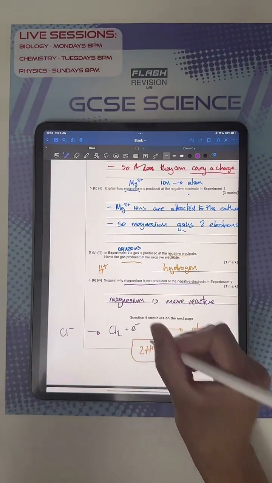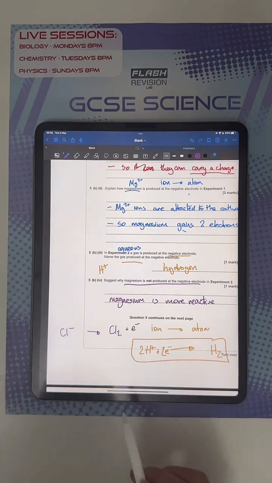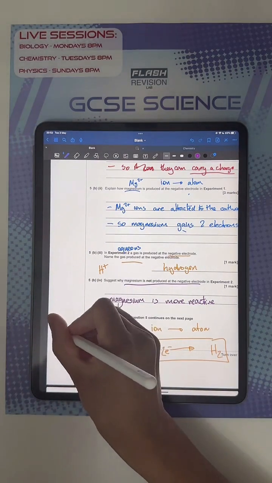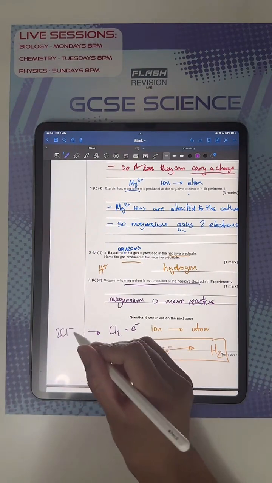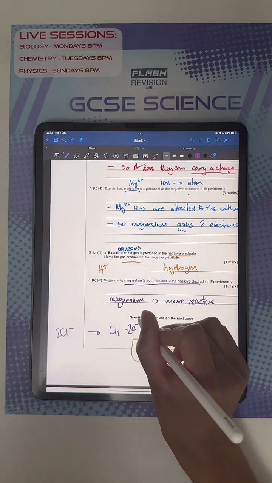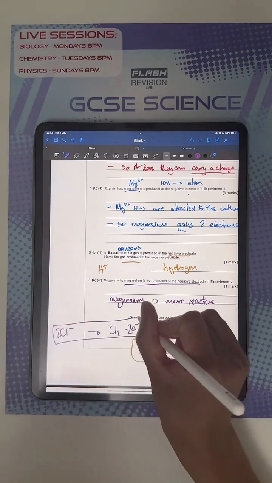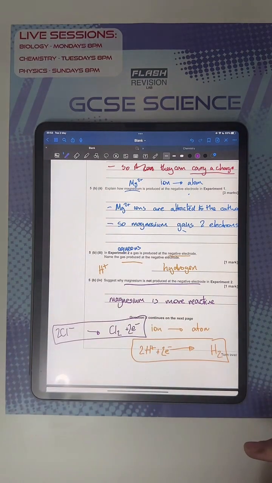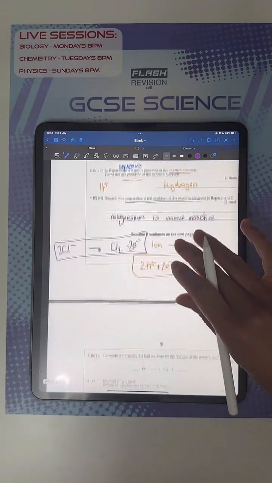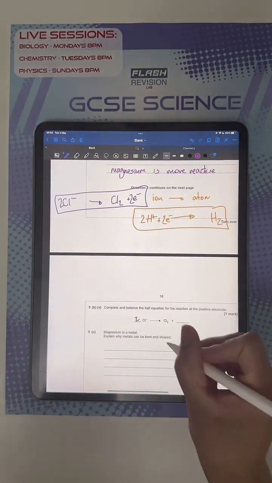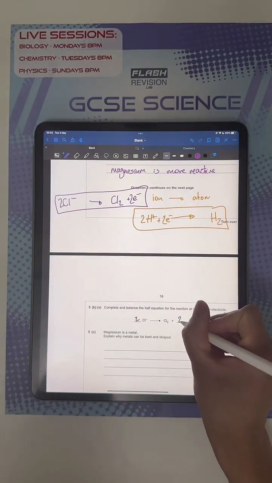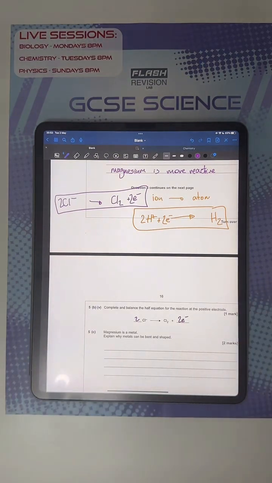Now we have to balance everything out. We've got 2 chlorines here. We need 2 chlorines here. And if we have 2 chlorines losing 1 electron each, we have 2 electrons that are being lost. So that's the half equation there. Hope that made sense. So let's add that here. So we got 2 Cl minus here. It goes to Cl2 plus 2e minus.